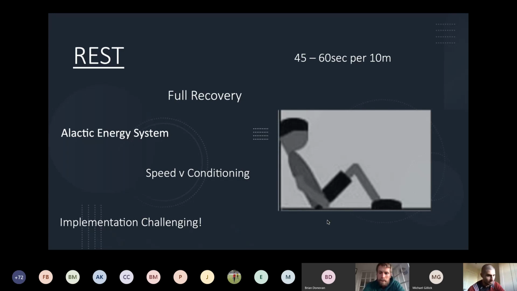And I suppose we put this in because we're very aware of it. It can be quite challenging to implement, especially for the players who will feel recovered. You want to get on with the session, time is at a premium, but we're asking you to hold firm on this, that you're looking for 45 to 60 seconds per rep.